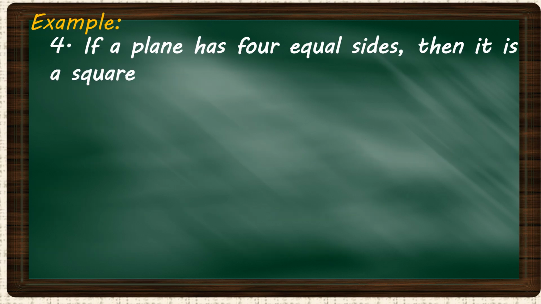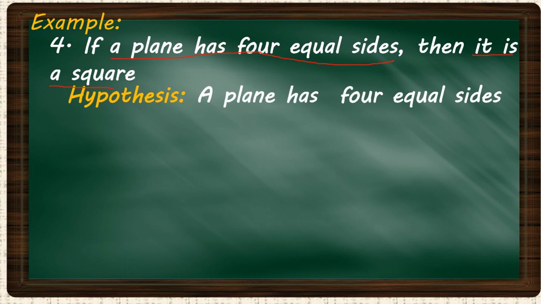For your example number 4, we have if a plane has 4 equal sides, then it is a square. So again, our hypothesis, a plane has 4 equal sides. And for our conclusion, it is a square. So to write your hypothesis, that is a plane has 4 equal sides, and your conclusion, it is a square.